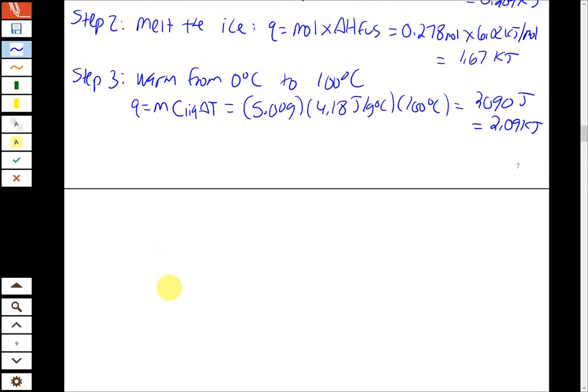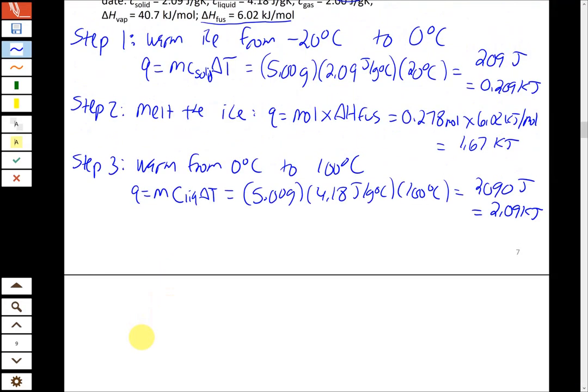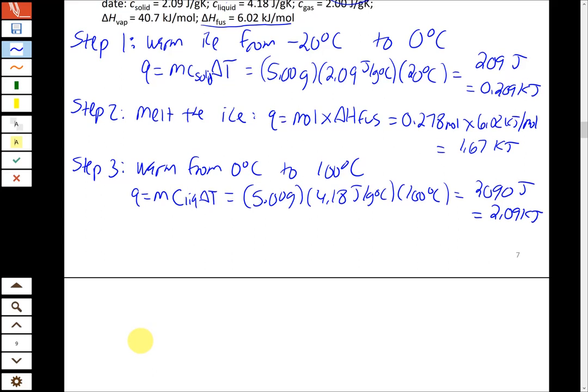All right, so we have, that's step 3, we got warming, and then now that we're at the next phase change temperature, we're going to go through that phase change. So we're at 100 degrees Celsius, and now we're going to boil the water.